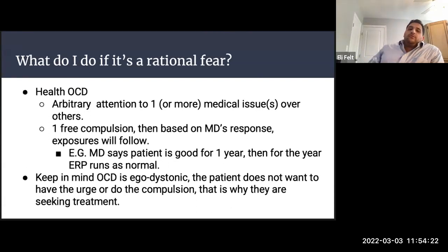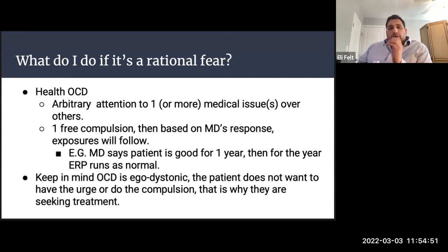What do I do if it's a rational fear? This got its own slide because this was one of my brother's questions. Health OCD, I think, is a classic example of, hey, that's kind of a good point. Someone wants to work out and go exercise, but they get palpitations and then they get really nervous that they're going to have a heart attack. And you don't want to say, oh, don't worry about it, go exercise, and the person has a heart condition, and you're responsible for some bad things.